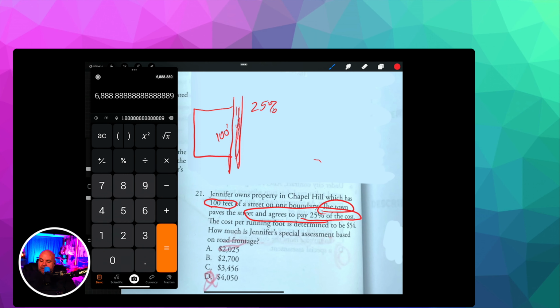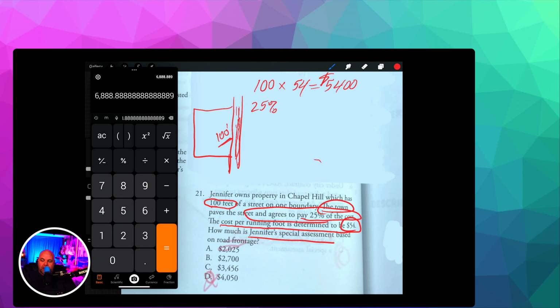What is the total cost? It says the cost per running foot is determined to be $54. So how much is Jennifer's assessment? How much does she own of road frontage at 100 feet? She owns 100 feet at $54 a foot. That's $5,400, but we're not done. That's how much it's going to cost to pave the part in front of her property.